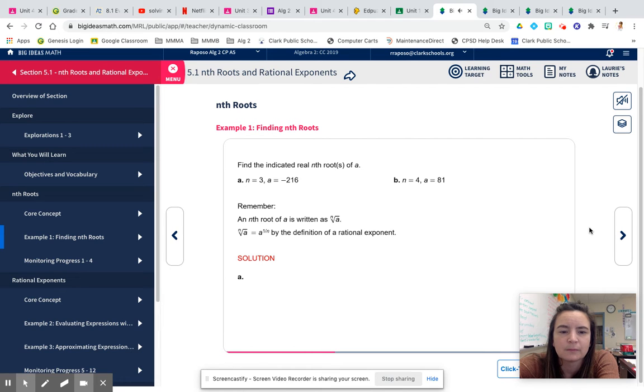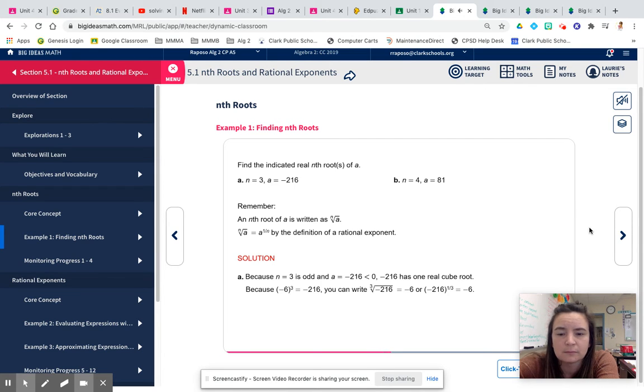Solution. Part A. Because n equals 3 is odd, and A equals negative 216 is less than 0, negative 216 has one real cube root. Because negative 6 to the third power equals negative 216, you can write the cube root of negative 216 equals negative 6, or negative 216 to the 1/3 power equals negative 6.